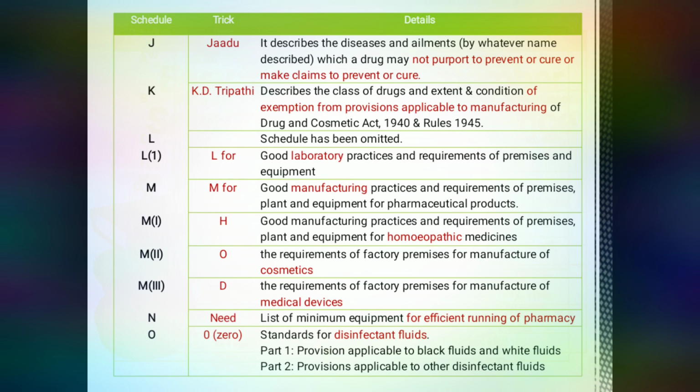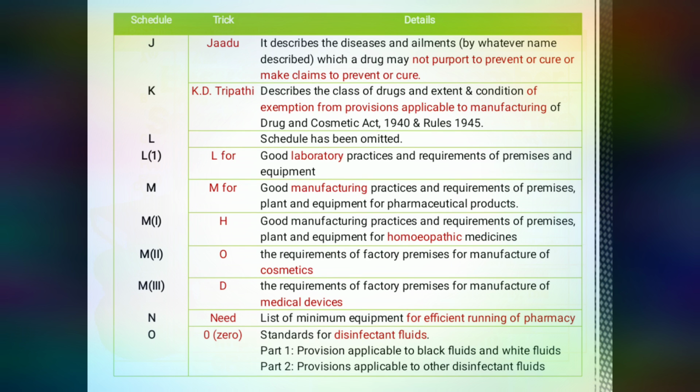So, J for jadoo. Next, K. Again, K, D, Tripathi, K and D are exempted. Schedule K is exempted from provisions applicable to manufacturing of drugs, whereas D was exempted from provisions applicable to import of drugs. Certain drugs which are exempted from provisions applicable to manufacturing of drugs are included in Schedule K.